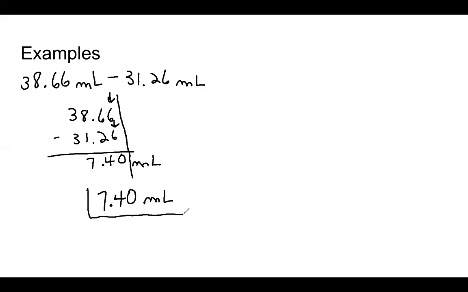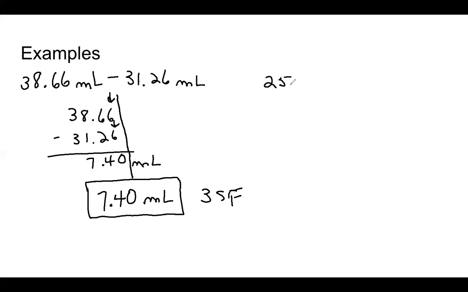So that's our answer. And then if we need the sig figs in our answer for whatever reason, 1, 2, 3, our answer has 3 sig figs. Again, that has nothing to do with our two measurements. That has 4, but our answer ends up with 3 because we follow the rules for subtraction. Okay, let's do another example here.